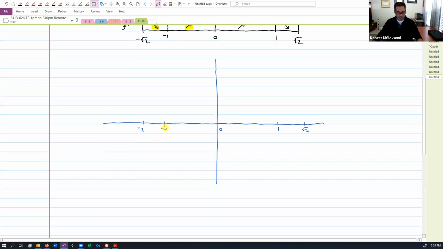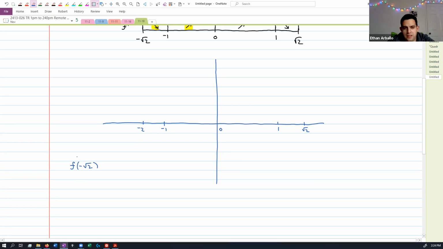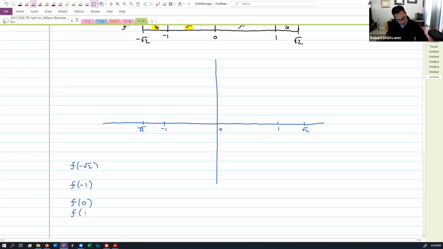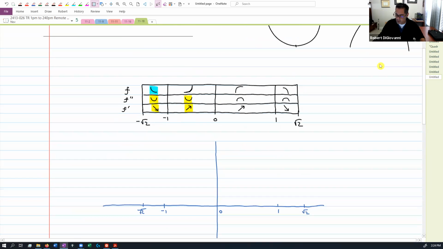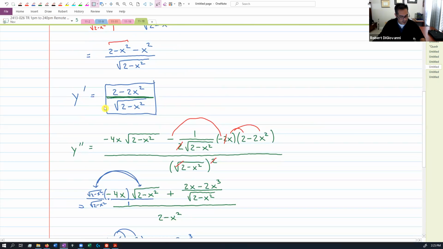I'm going to take each of these points and plug each one into the original function now. So I want to know what's happening at -√2 in the original function. Pardon me? Yeah, I forgot to put the root, sorry. Then at -1, then at 0, then at 1, then at √2. Plug all these in. So where's my original function? Way back here somewhere.